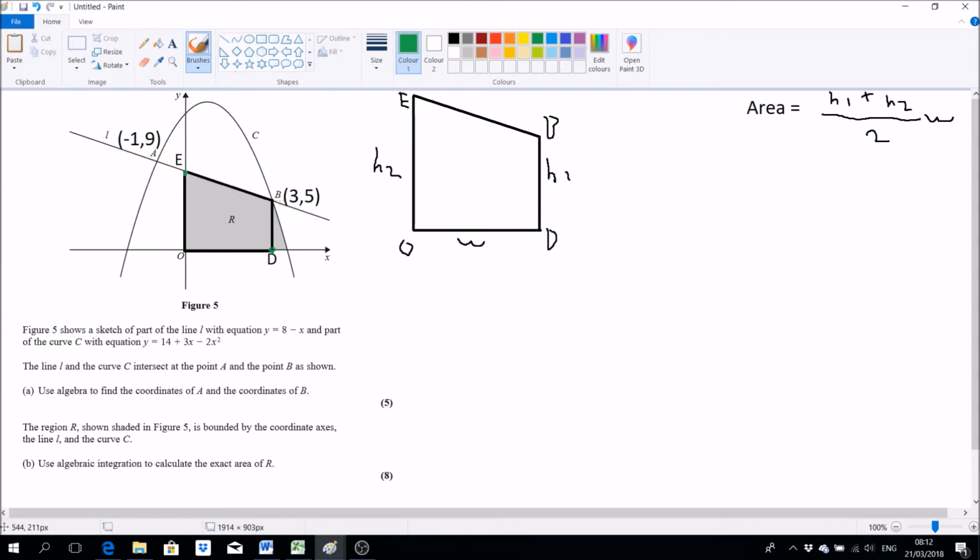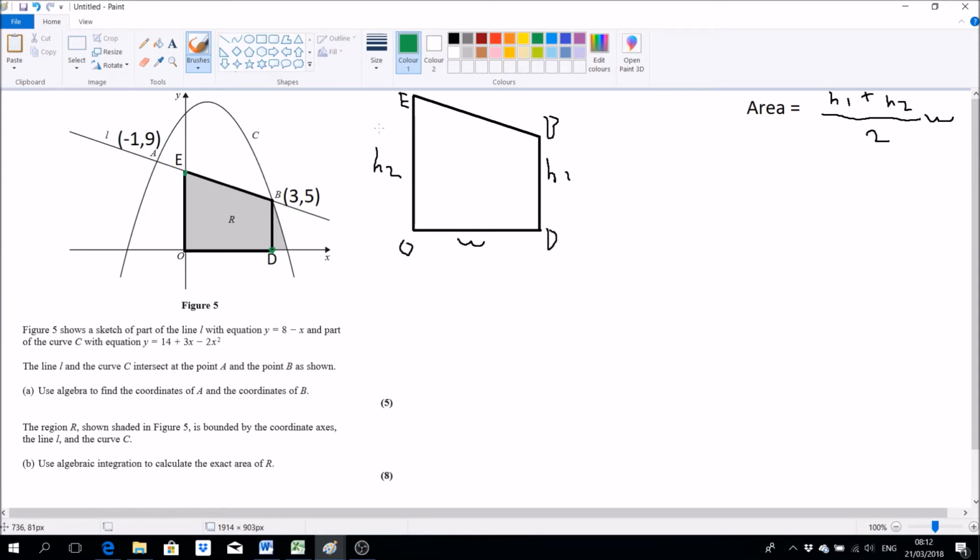So first we have to calculate h1, which would be the distance between B and D. Then we have to calculate h2, which is the distance between E and O, the origin. And we have to calculate the distance between O and D, from the origin to point D. So first we have to calculate the coordinates of E and D.